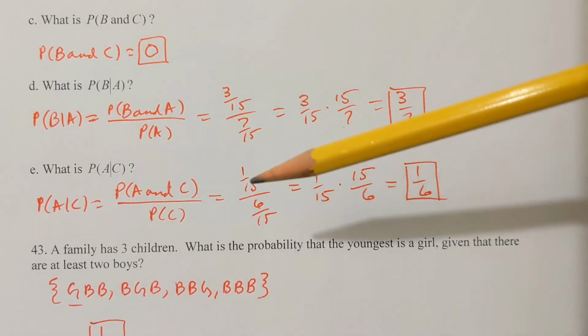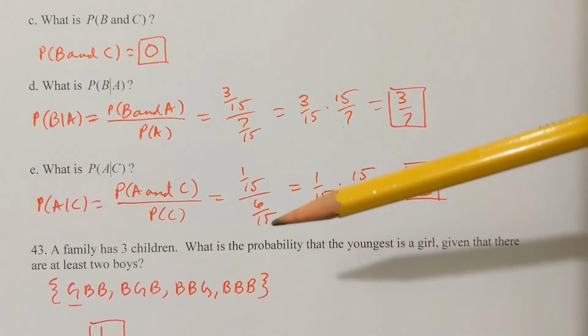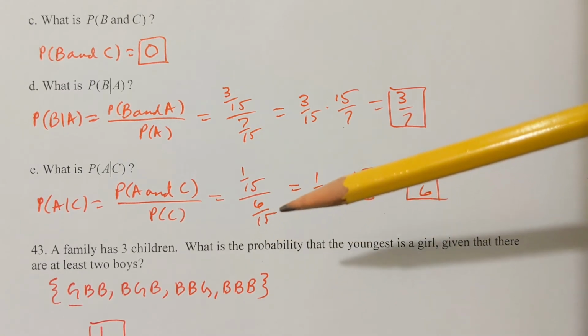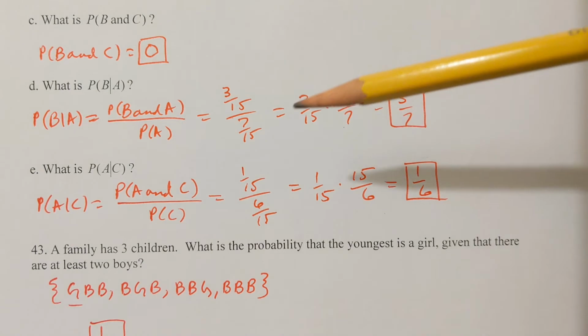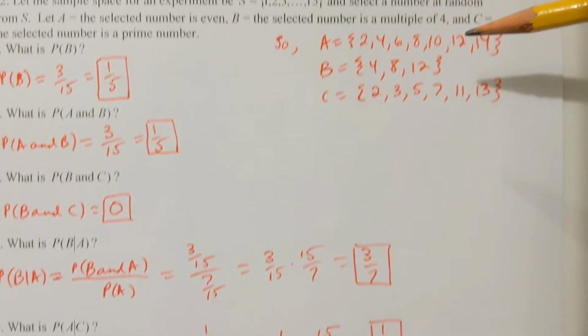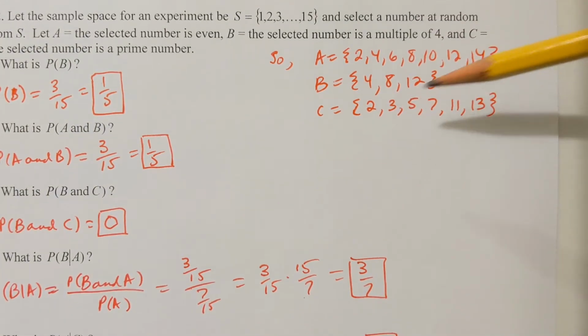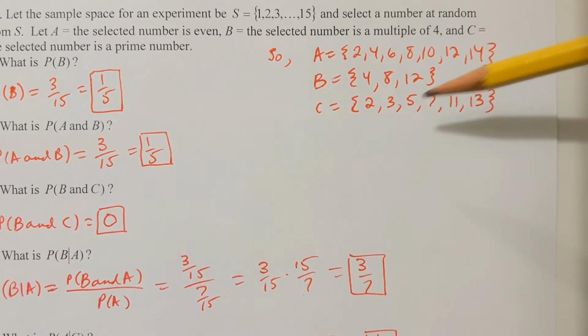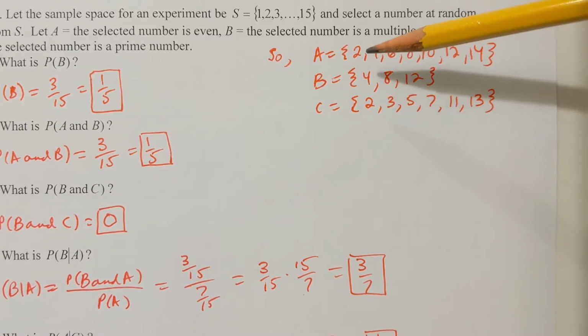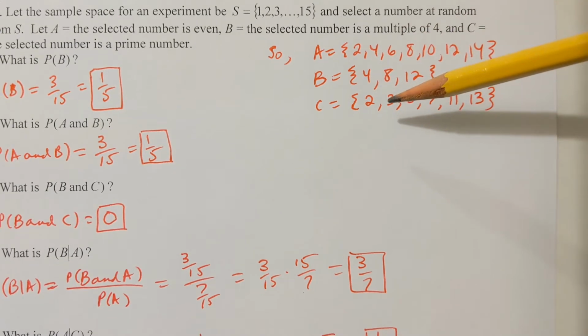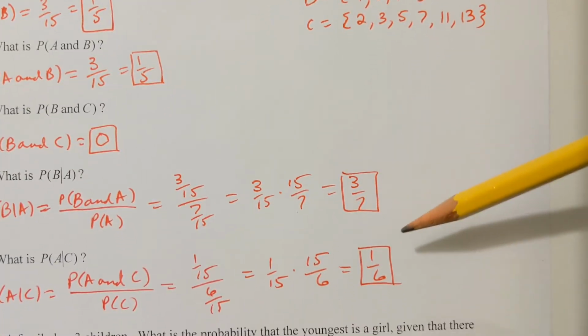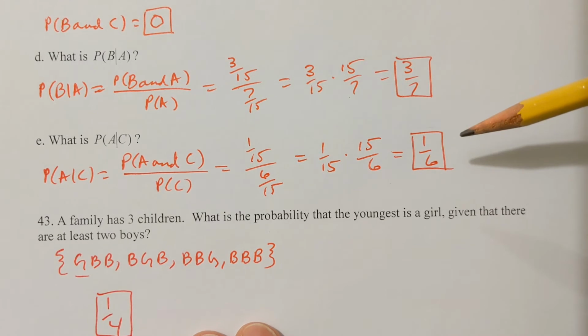And remember, again, your sample space is always reduced in size whenever you're computing a conditional probability. So the probability of A given C. We're given C, these 6 numbers. What's the probability of A given C? 2 is the only even prime number, so 1/6. We could have gone right to the answer there.